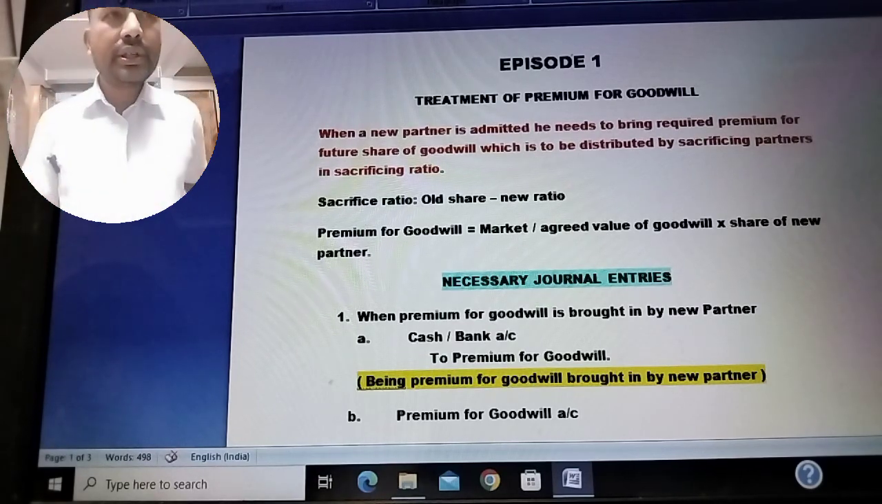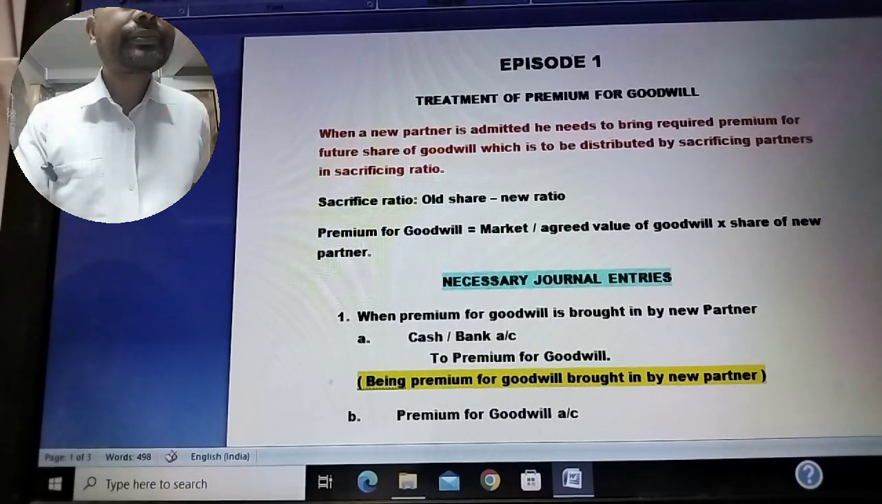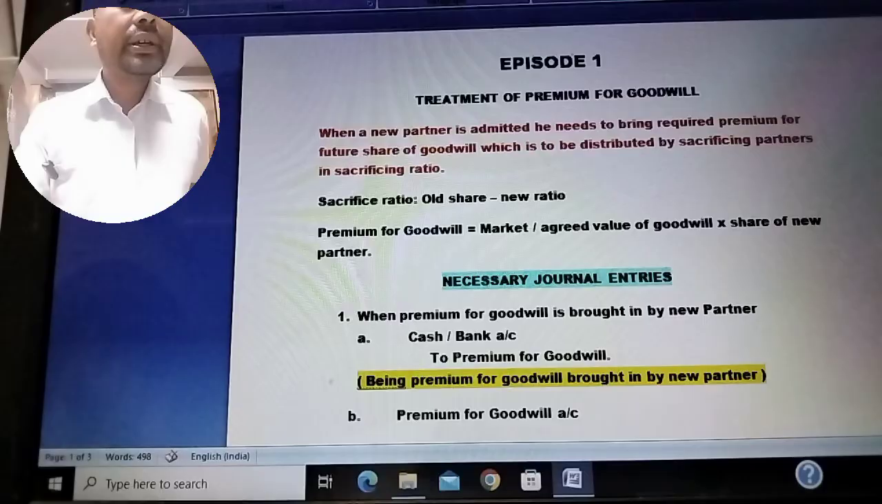And write off garda all partners to goodwill, that is you have to write the full value in new ratio. Okay, so this much for today.